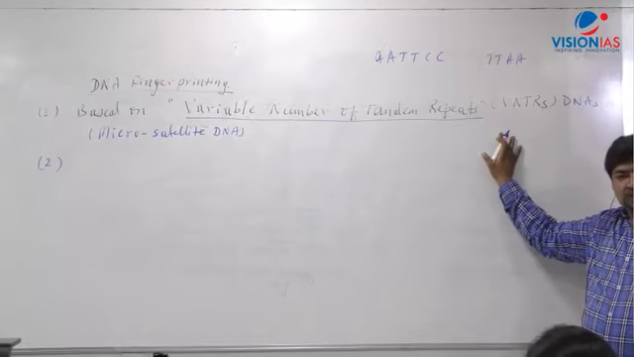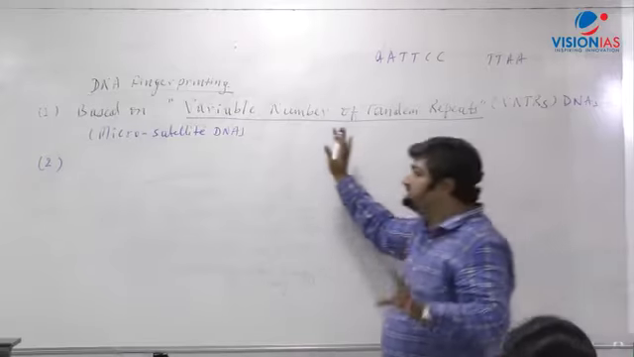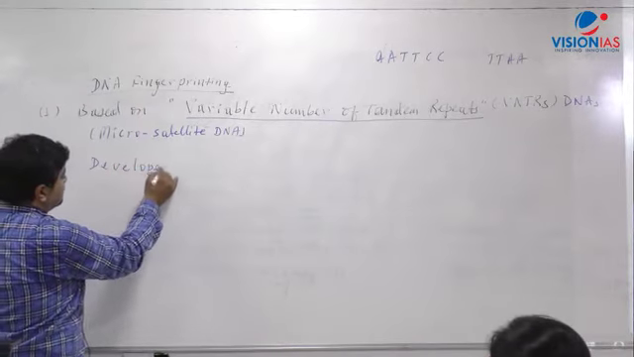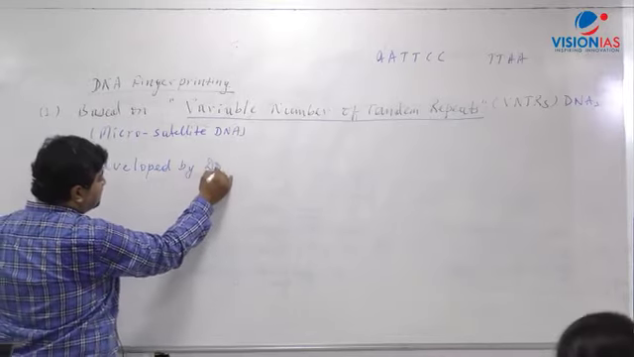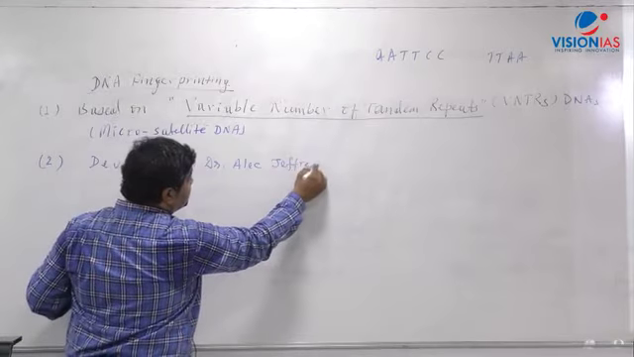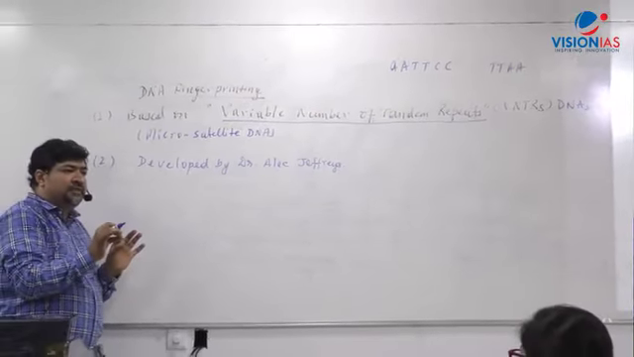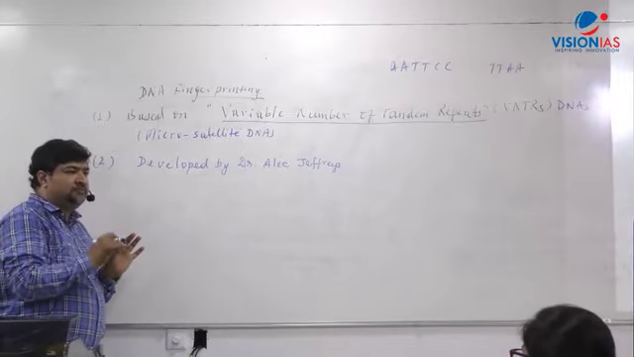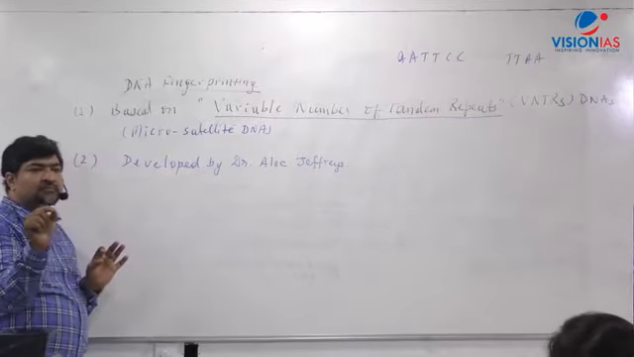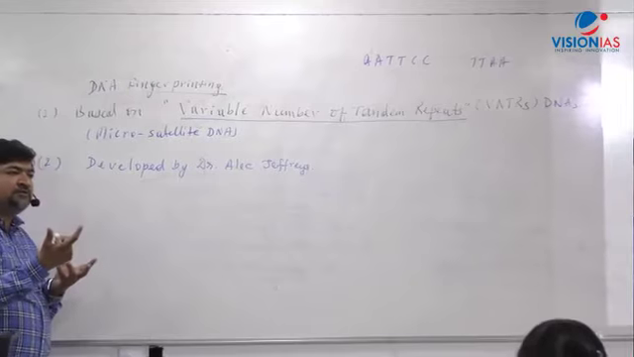So first time this DNA sequence was discovered in the lab by Dr. Alex Jeffreys. So I'll write this. This method was developed by Dr. Alex Jeffreys. He came across in the lab that there's a certain type of sequence, right, which can act like a fingerprint, which can be unique to the person. And the name of the sequence is VNTR, variable number of tandem repeats. That is what it is called. So they came across this part, right?